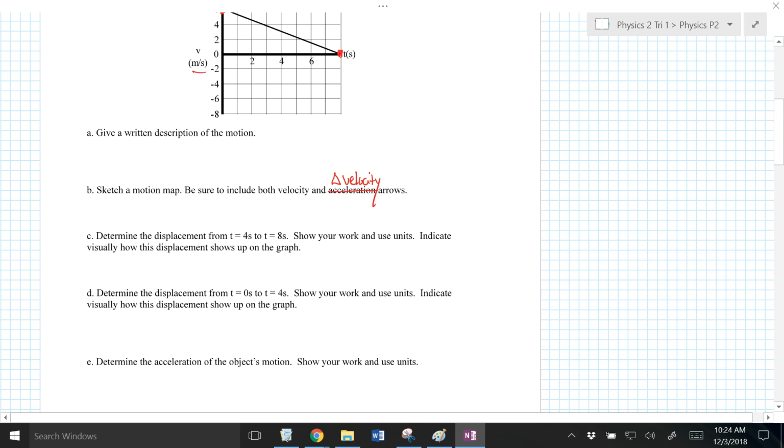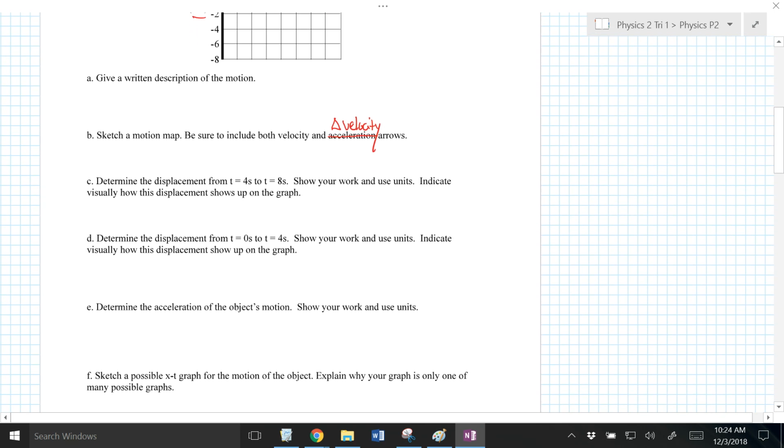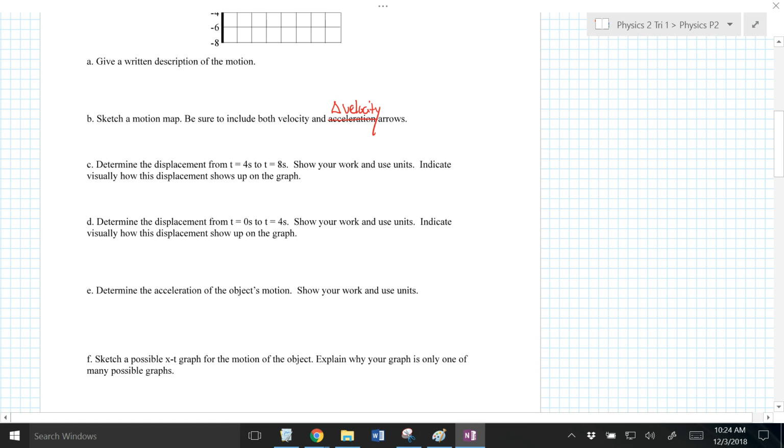And then you got to determine the displacement here for a period of time and for a different period of time. Keep in mind, when you see that word displacement, that's just a fancy way of saying change in position. All right, so that's all the stuff you're having right there. Go ahead and work on that with your neighbors.